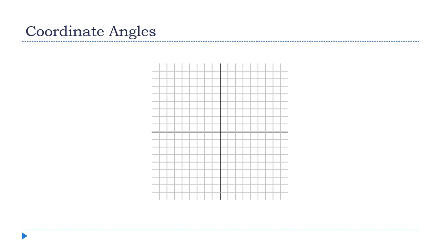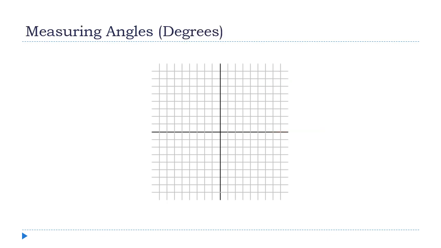The vertex of the angle always goes on the origin, and the first side, called the initial side, always goes along the positive x-axis. Now the second side, called the terminal side, is drawn wherever you need it to be for the size of your angle. So this is the terminal side.